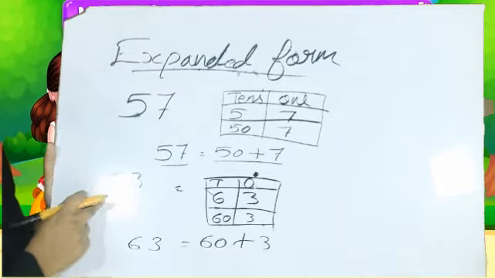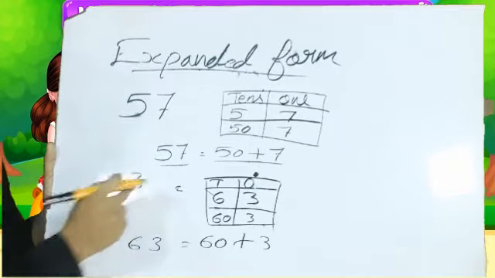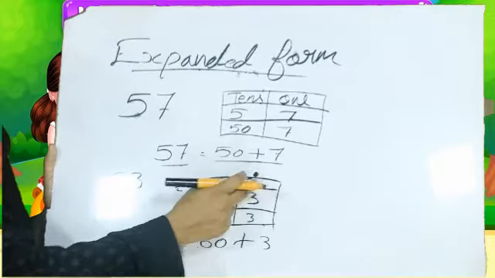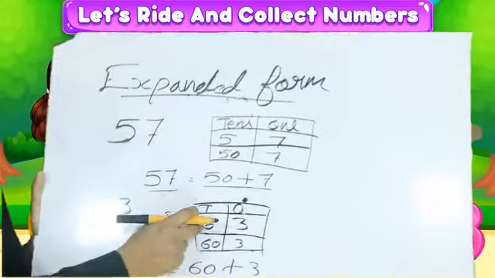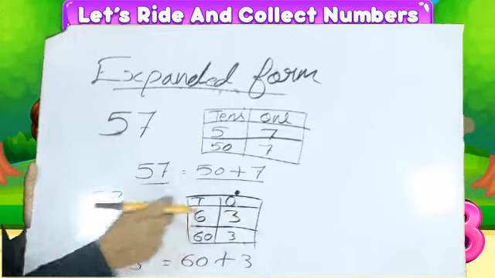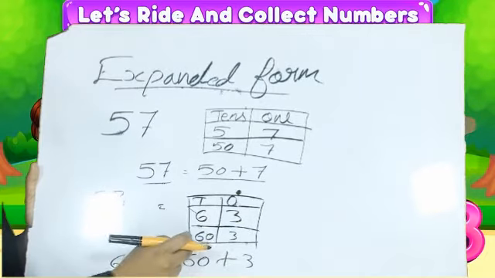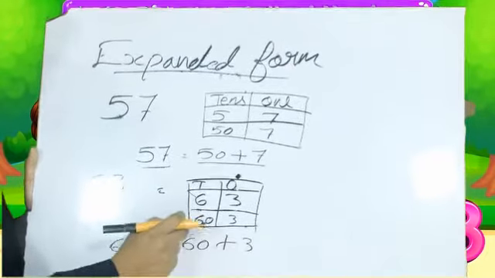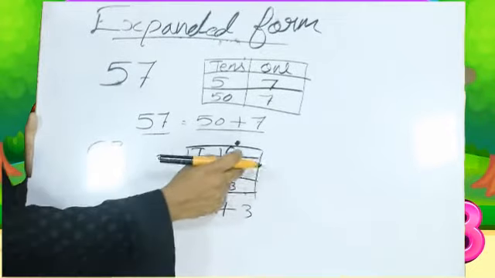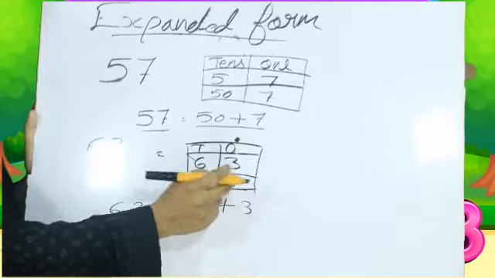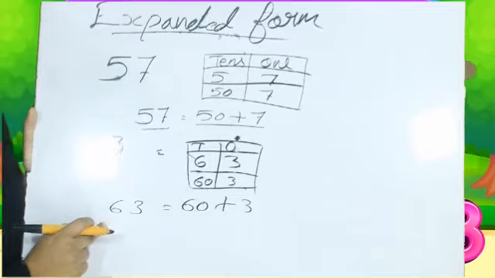Here is another example, 63. How can we write it? First we write tens, ones. How many tens? 6 tens. How many ones? 3 ones. Then we write 60 plus 3. 6 tens means 60. 3 ones means 3. Then 60 plus 3, 63.